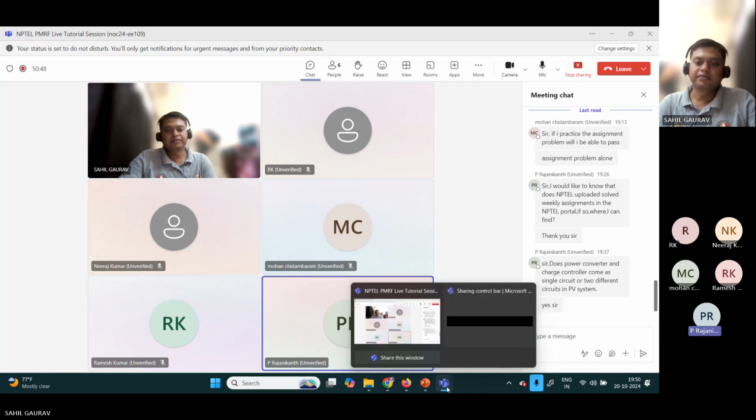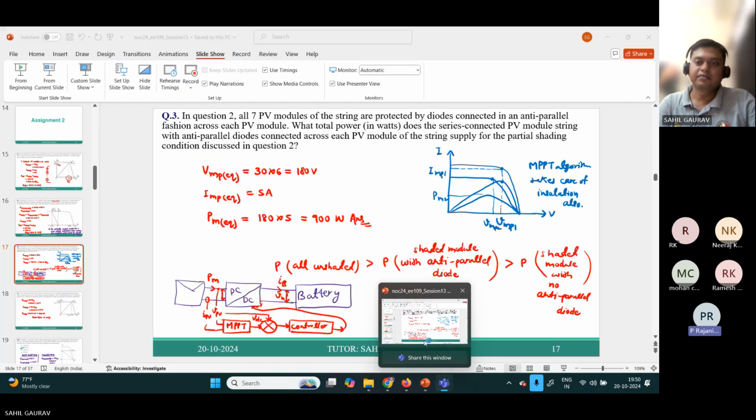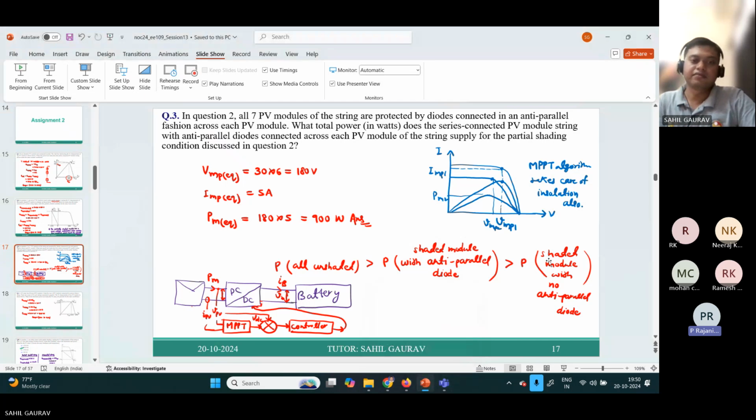Sir, my assumption is that every time the fluctuation happens, what is the rest of the circuit doing? Suppose when the insulation reduces, automatically my PV curve falls down. So in that period, the converter part, which is supposed to control the duty cycle, is making the transistor turn on and off. Is that true or not, sir?